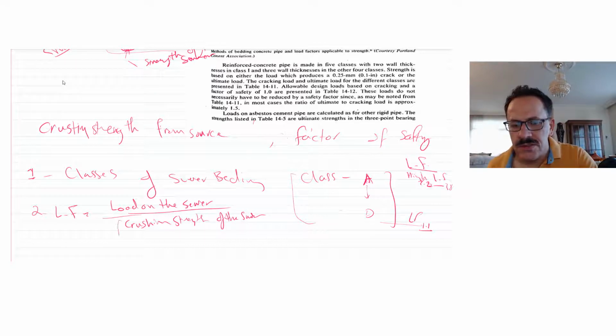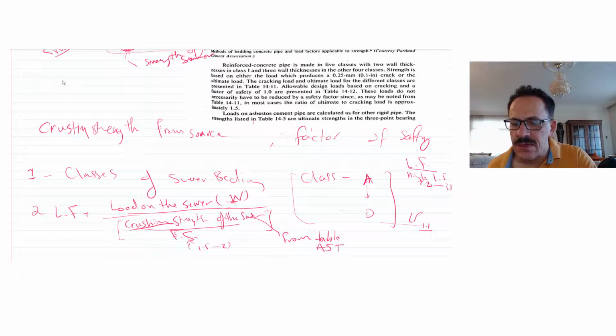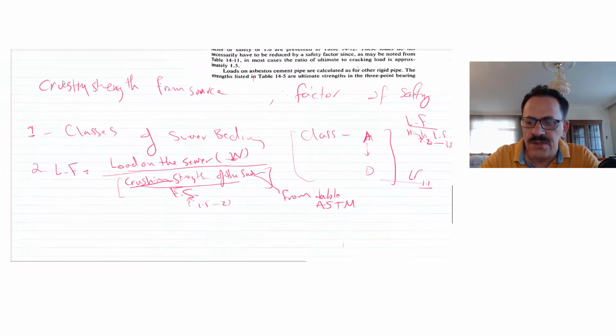And this crushing strength will be factorized. It means I will divide this one by a factor of safety. For example, the factor of safety for the sewers will be 1.5. And this load on the sewer will be called W. So W divided by the crushing strength of the sewer. This is from table, from ASTM, American Standards for Testing Material.